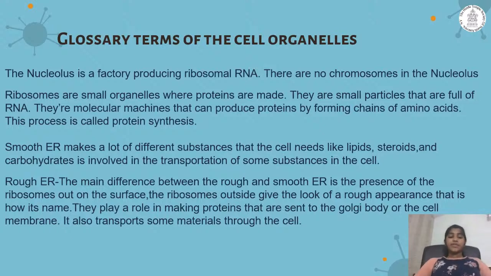Rough endoplasmic reticulum. The main difference between the rough and smooth ER is the presence of the ribosomes on the surface. The ribosomes outside give the look of a rough appearance, and that is also how the rough ER got its name. The rough ER also plays a role in making proteins that are either packaged and sent to the Golgi body or the cell membrane. It also transports some materials throughout the cell.